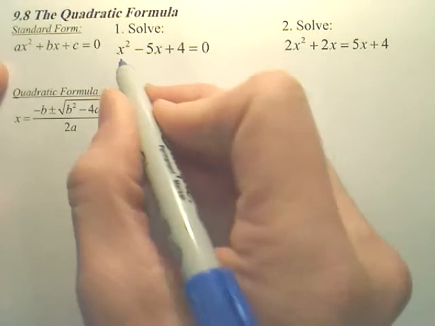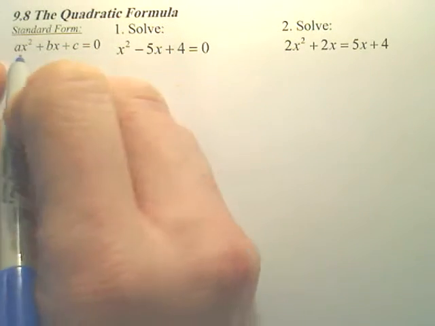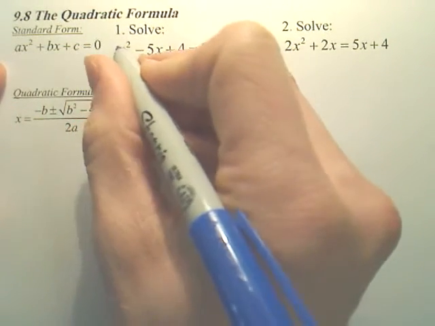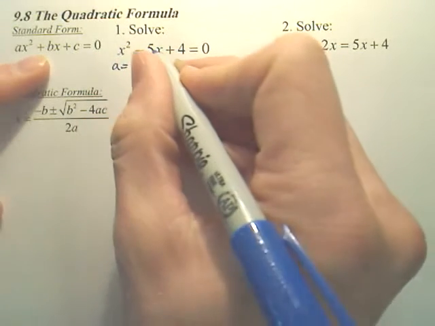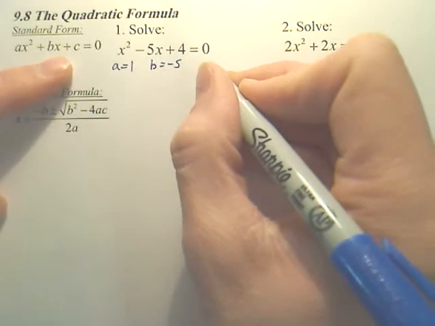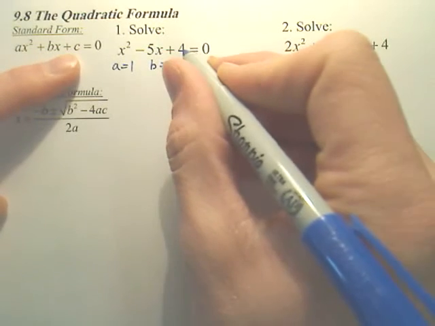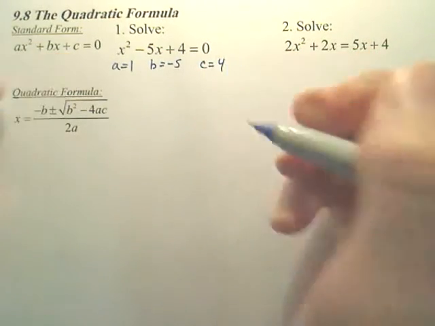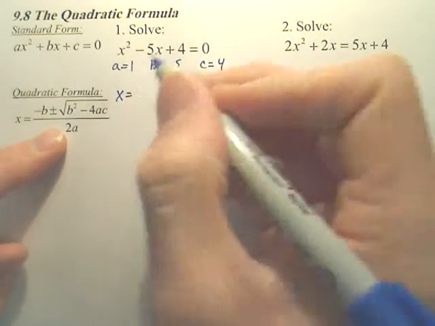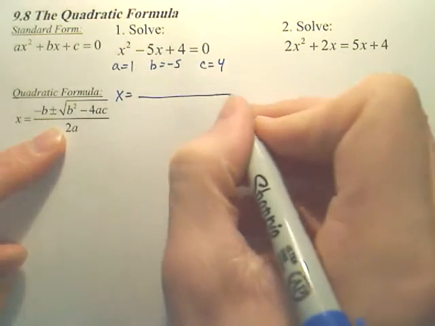So our first thing is, for this problem, it has to equal 0. It has to be in standard form. And so we go, A, well, A is your 1. B is the number next to the x. So B is negative 5. And C is the number by itself at the end, so that's 4. And what we do is we take this formula, and we're going to plug in all our numbers.